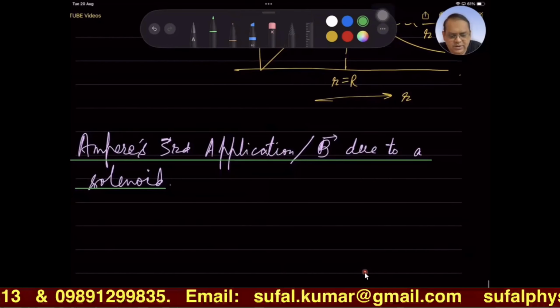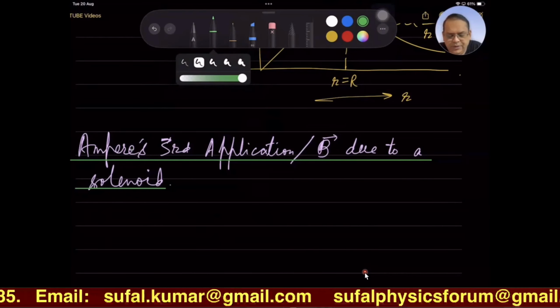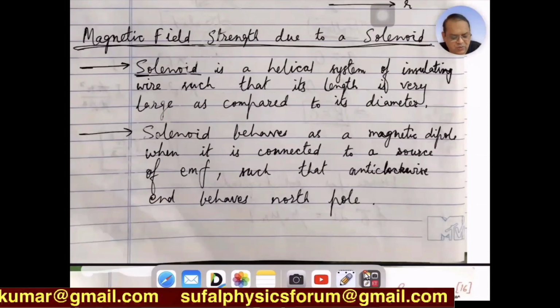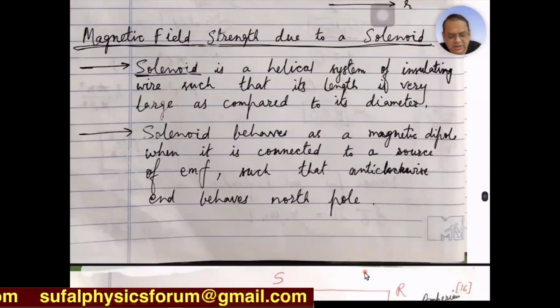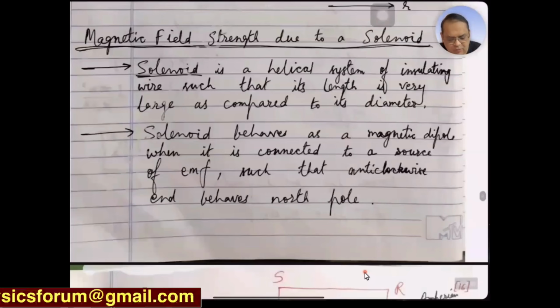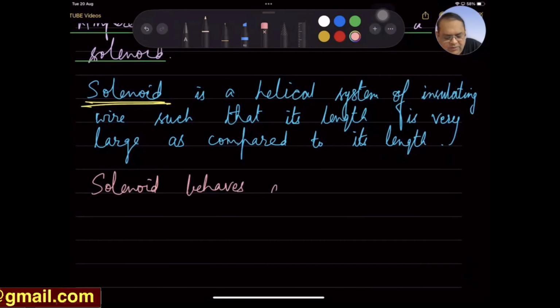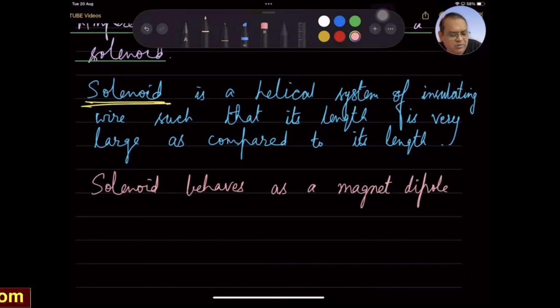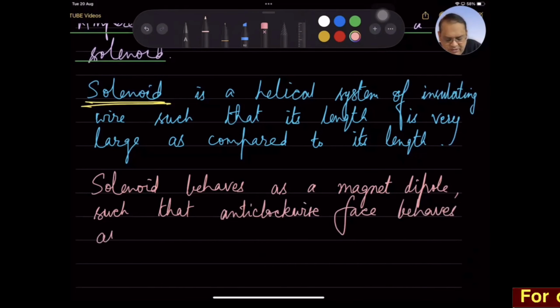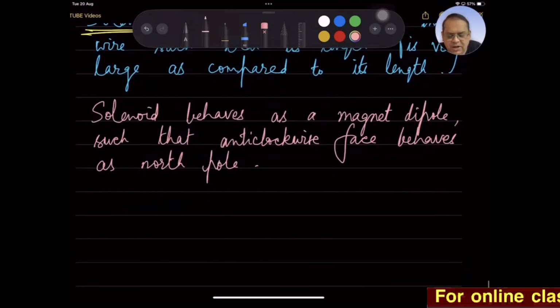Hence, now what is a solenoid? We need to first know what a solenoid is. Insulated wires wound such that, and one more point, a solenoid behaves as a magnetic dipole such that the anti-clockwise face behaves as the north pole. Now we'll be understanding how.